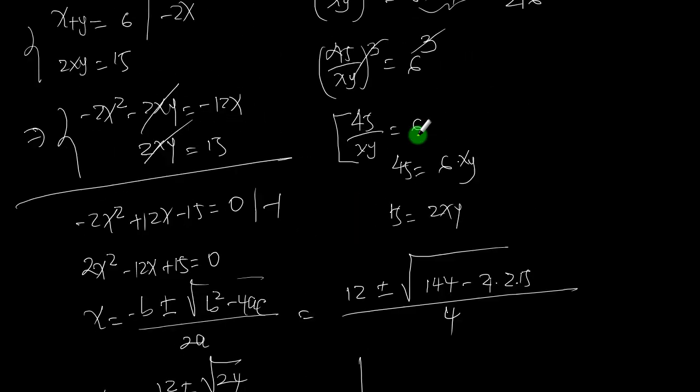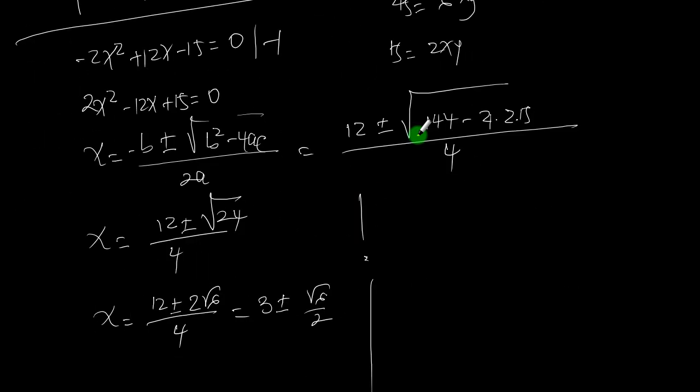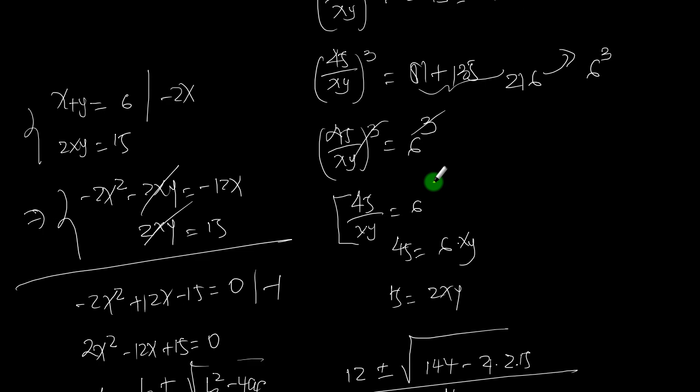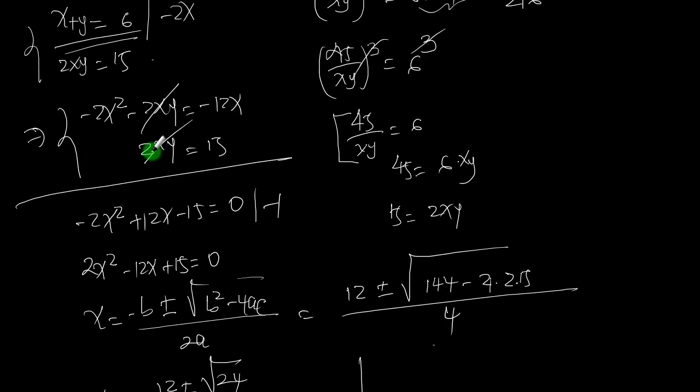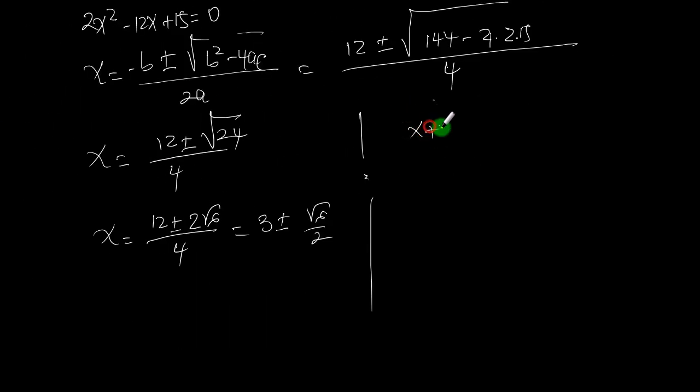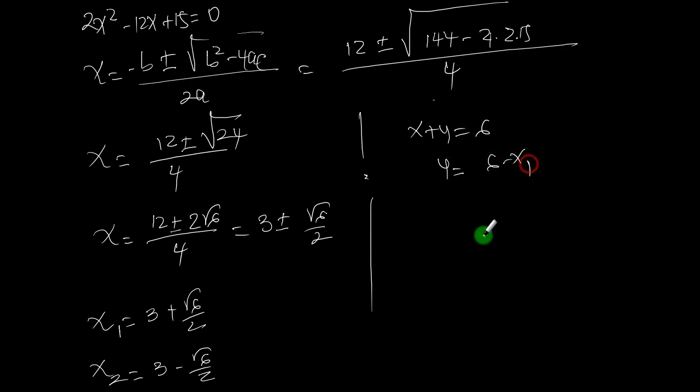Remember that we didn't do anything special to find the value of y, but let's pick this, okay? This is pretty simple in here. x plus y is equal to 6. I have the value of x, so x1 is equal to 3 plus square root of 6 over 2, and x2 is going to be 3 minus square root of 6 over 2. If we pick the first value of x, y is going to be 6 minus x1, which will be, let's say, y1.